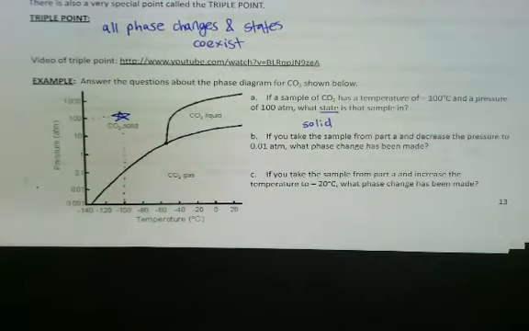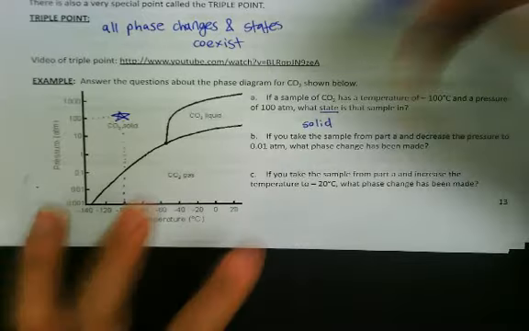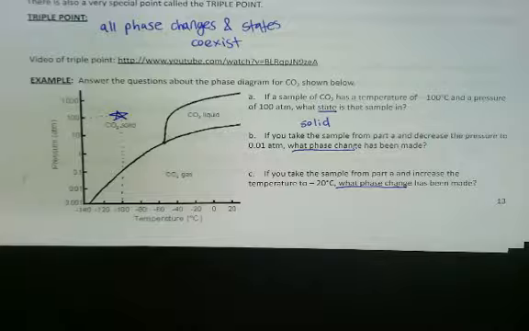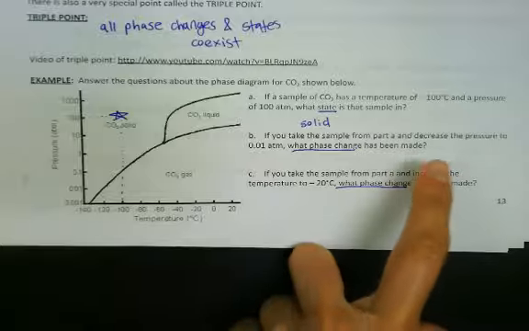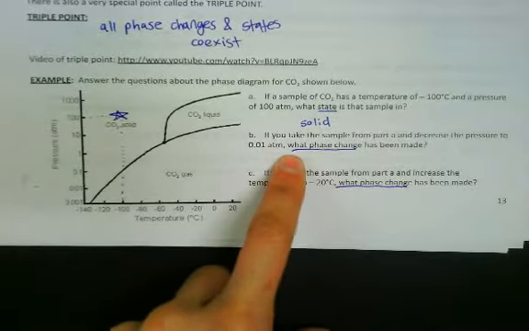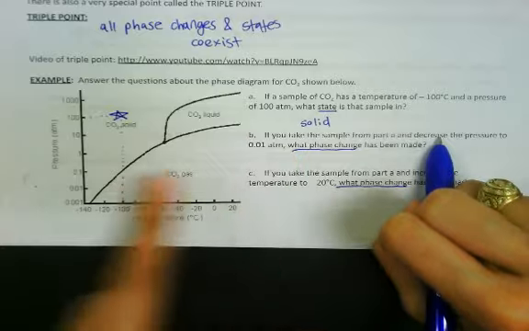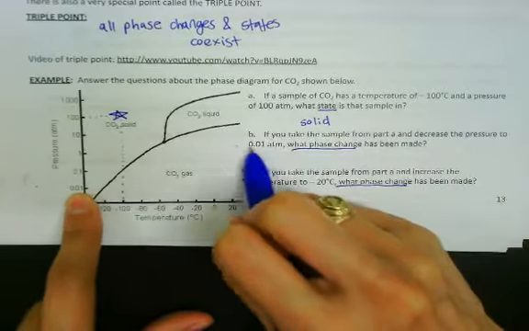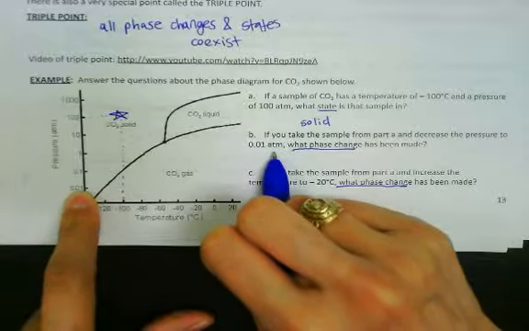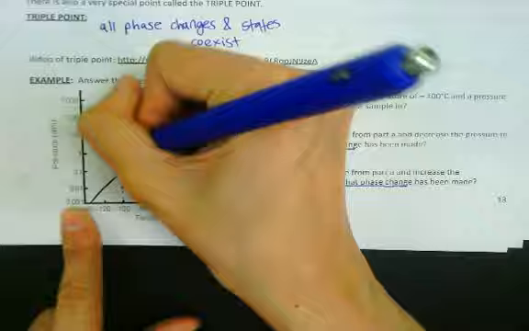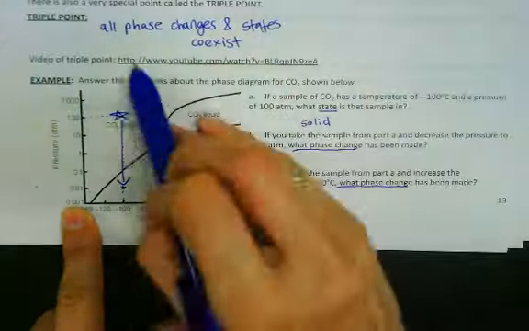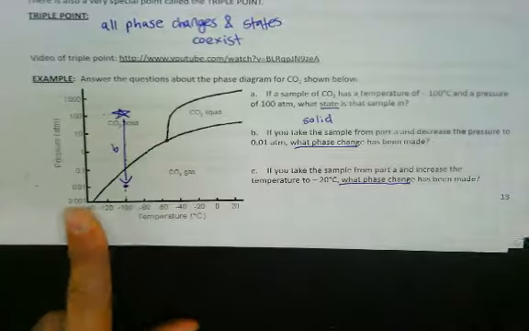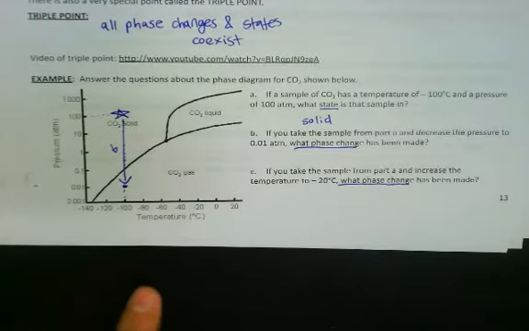Letters B and C ask you to identify what phase change has been made when the following changes occur. So I want y'all to look at letters B and C. Letter B: if you decrease the pressure to 0.01 atmosphere, be careful and make sure you're looking at exactly the atmosphere value. Tell me what phase change occurs for letter B, and then try to figure out the phase change for letter C as well. I won't draw that one in. I'll let y'all try and draw that one in, and then we'll go over it in a second.